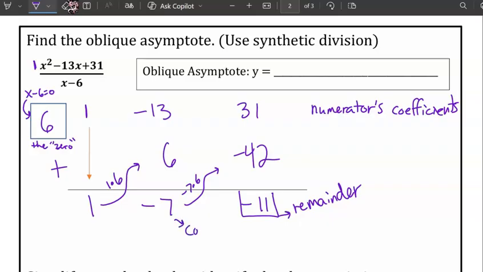That is a constant. And it is the x's coefficient. Your leading coefficient will always be 1 degree less than what you started with when you're using synthetic division. You will have an oblique asymptote if the remainder is not 0. Our oblique asymptote would be the equation y equals 1x minus 7.